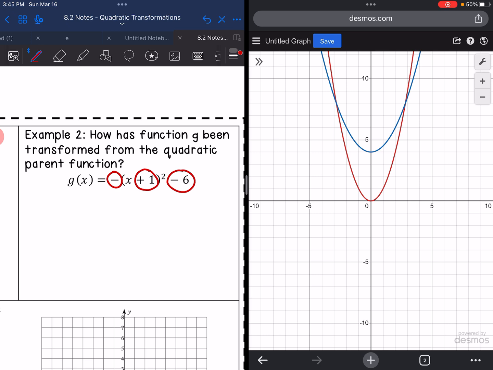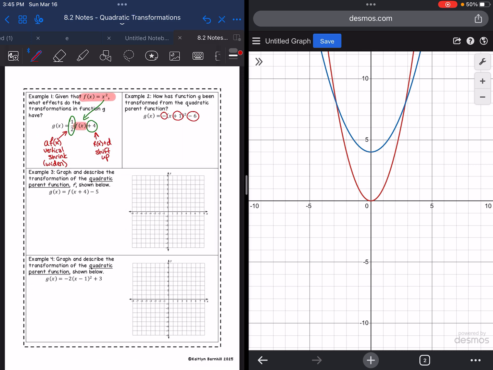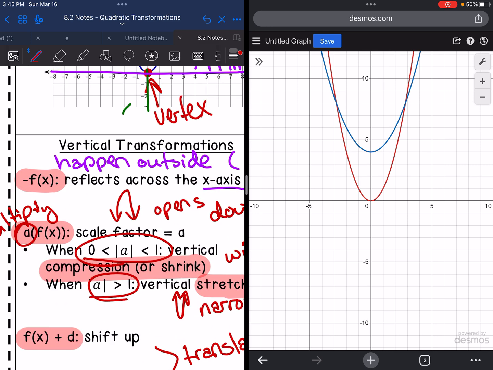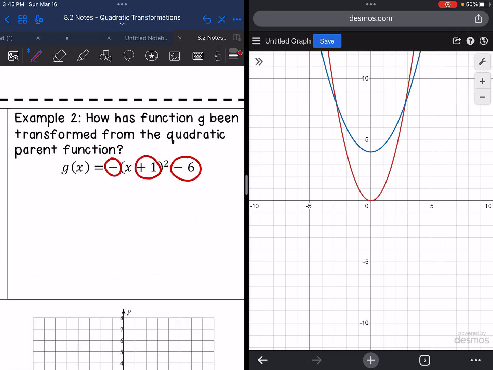So that negative out front, that is our vertical transformation. And so when I have a negative out front, it reflects us across the x-axis. It's going to flip us over. And so for that one, we're going to say reflects across x-axis. And they might say reflects over the x-axis or flips over the x-axis. Either way, it's a vertical reflection.